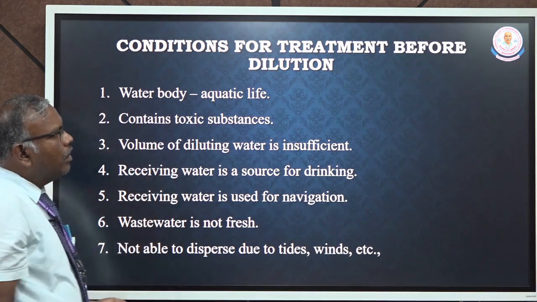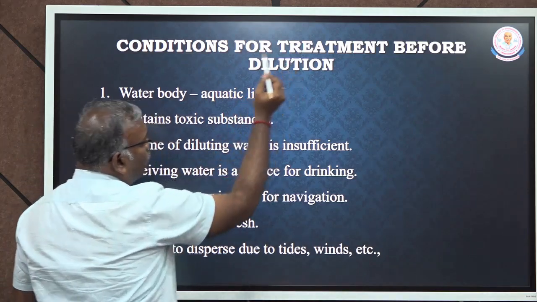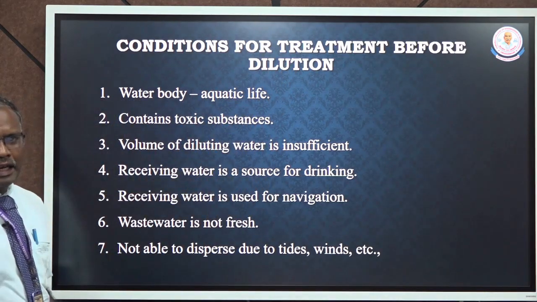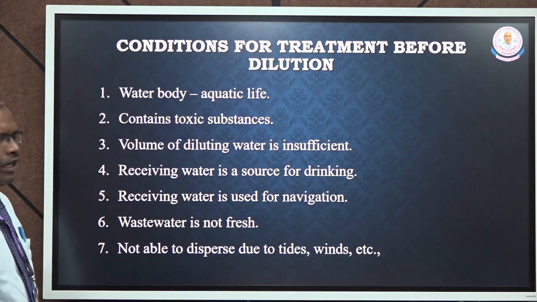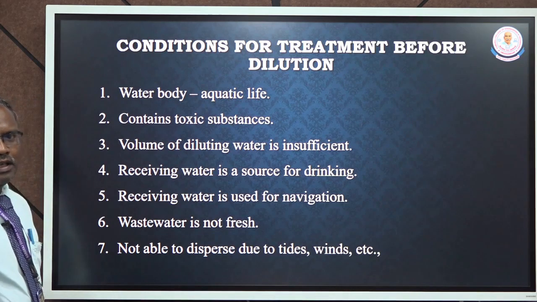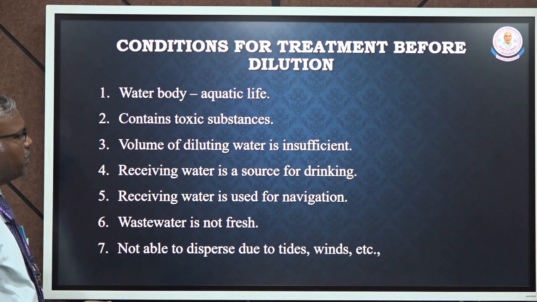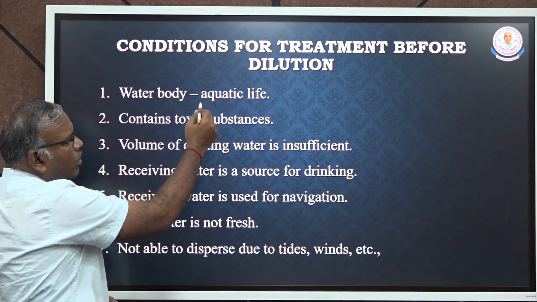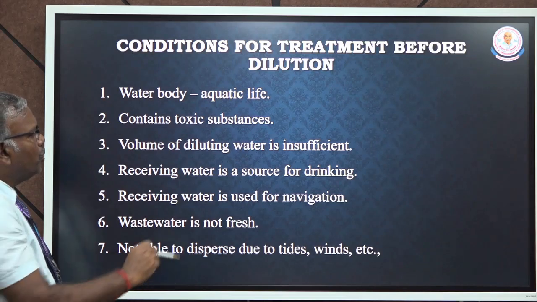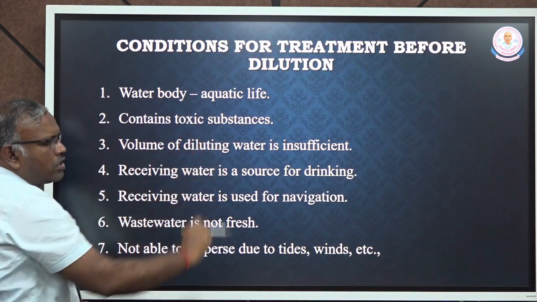Okay, next, what are the conditions under which the treatment is required before dilution? If the water body contains aquatic life, in order to safeguard the aquatic life, we need to treat the sewage water. Either a primary treatment or a partial secondary treatment is required, so that the dissolved oxygen level can be maintained in a particular range to safeguard the aquatic life.